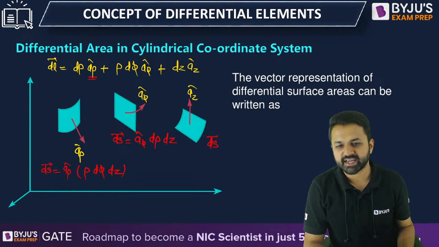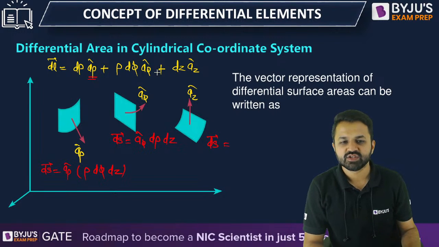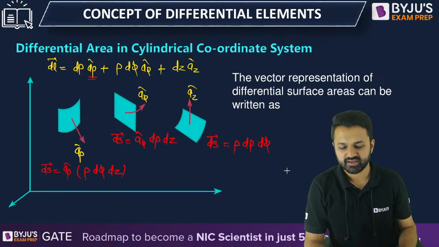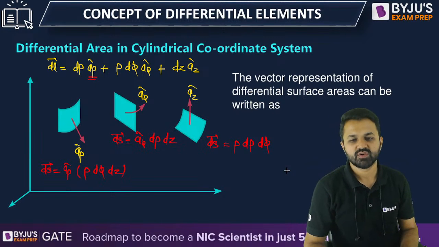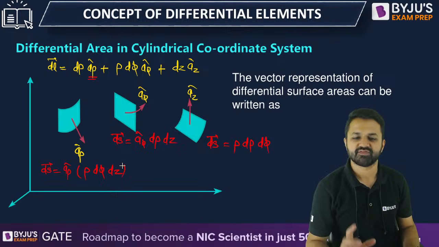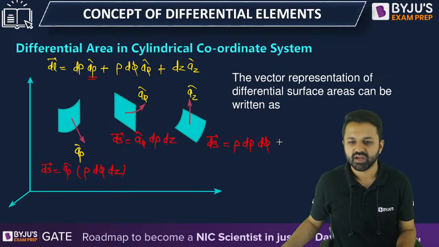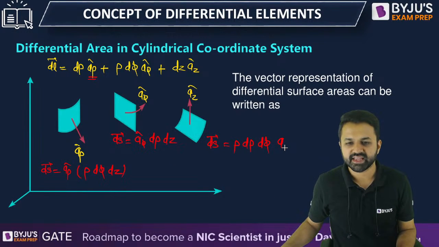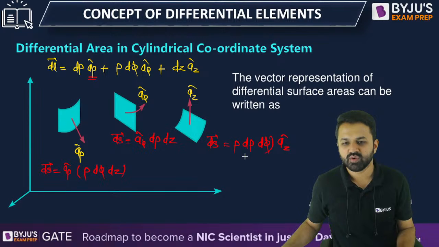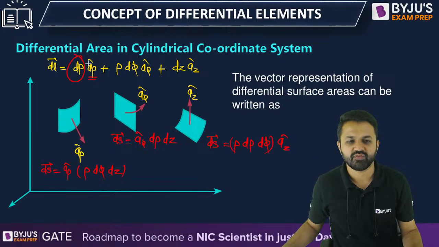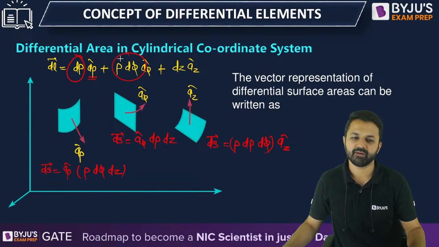And for the third diagram, the direction is z. So what are the coefficients of the other two? The coefficient of the other two is rho d phi. Okay, that is rho d phi. In this way, you can write the differential surface. The direction can be positive and negative both, because you are taking the coefficients of the other two unit vectors.